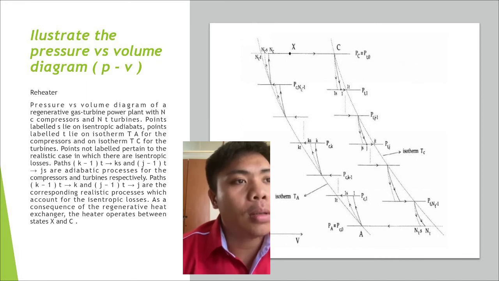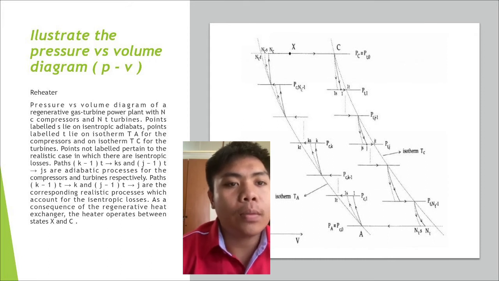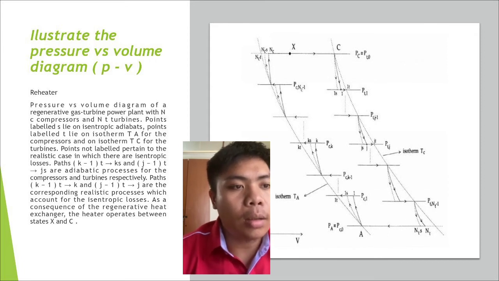Now I want to illustrate the pressure versus volume diagram. The pressure versus volume diagram of a regenerative open gas turbine with NC compressors and NT turbines. Points labeled S lie on isentropes. Points labeled T lie on isotherm TA for the compressor and on isotherm TC for the turbine. Points not labeled pertain to the realistic case in which there are isentropic losses.